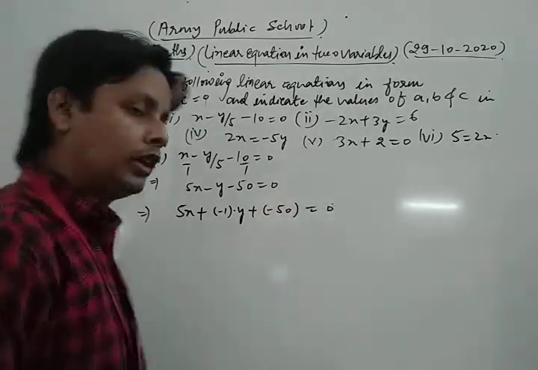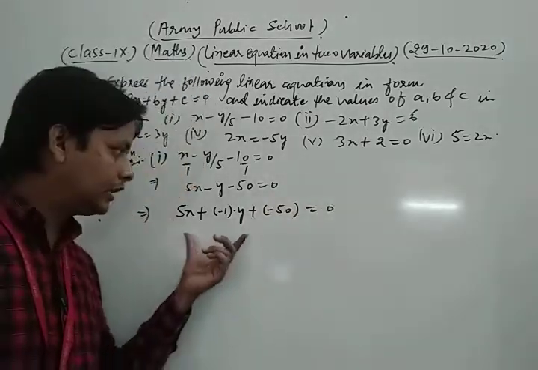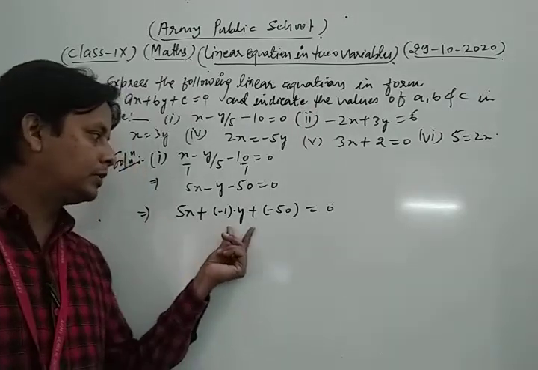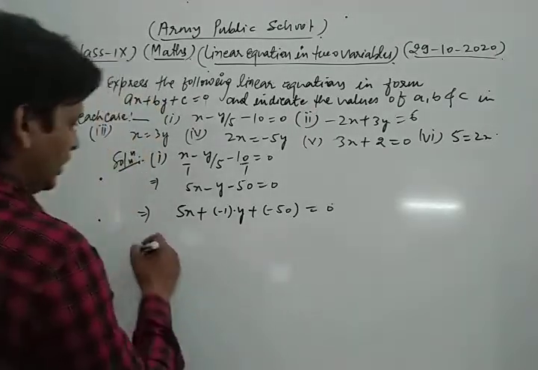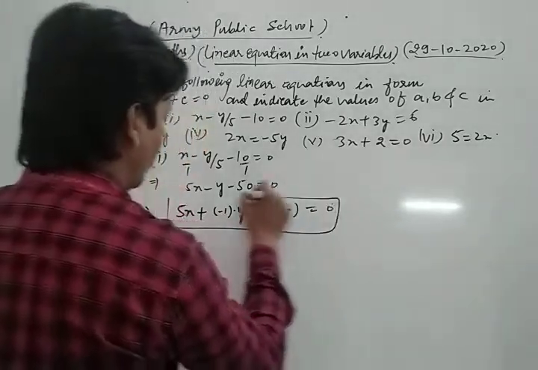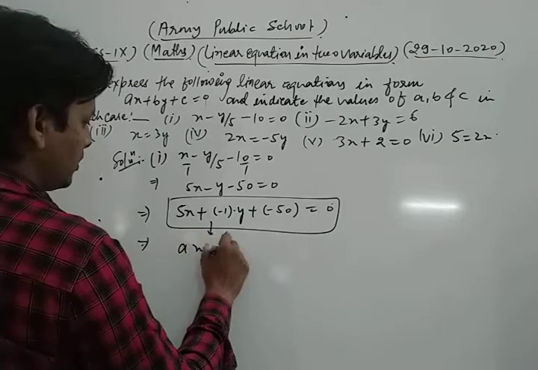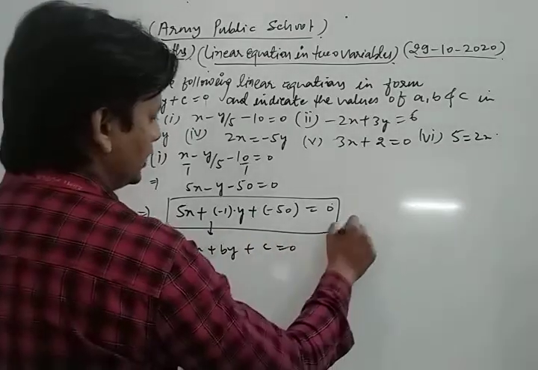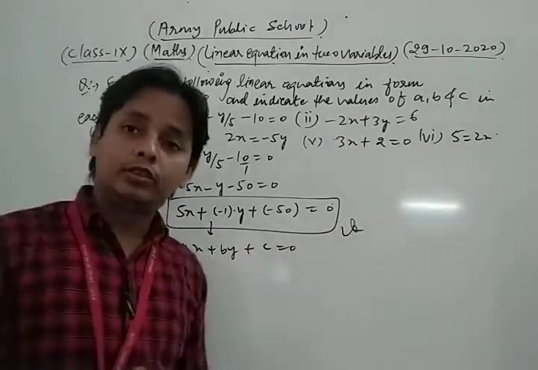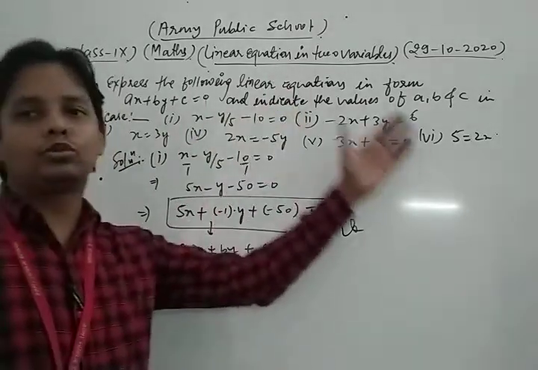Now listen, we have written the given equation in the form of ax plus by plus c is equal to 0. This is our required form. So this equation is written in the form ax plus by plus c is equal to 0. This is one answer. And now we also indicate the values of a, b and c.